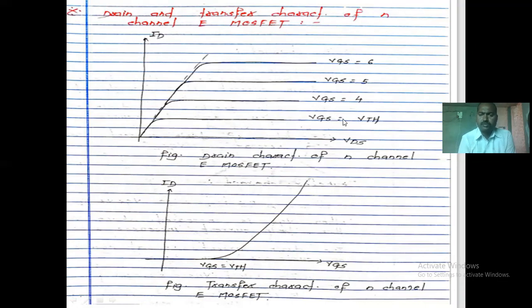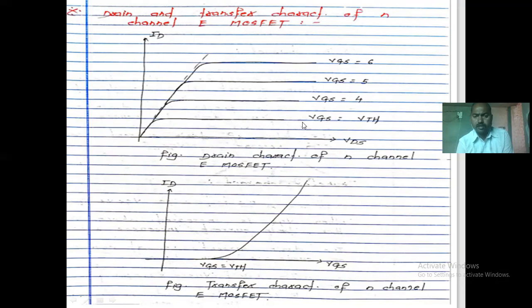Normally consider VGS equal to +6, with VTH indicating 6 volts. When VGS is 6 volts, what happens? As we increase the voltage across the device, the voltage is only increasing, but the current through the device is not increasing.